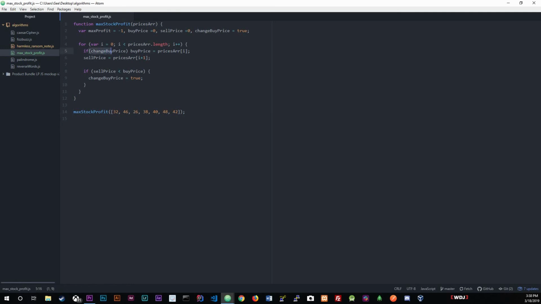we'll say if change buy price, which is true, we're going to set our buy price to the current sell, whatever the current counter is, right? Like I said, we are going to go through this one more time. Else, if we change our buy price, that means that there's nothing else to do. We can't do anything. We just changed our buy price. There's nothing to sell yet.